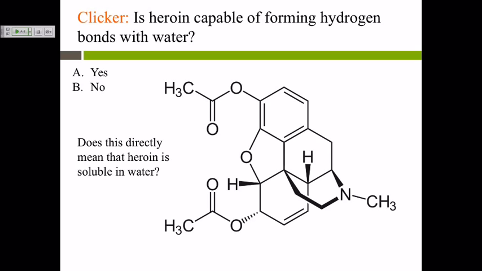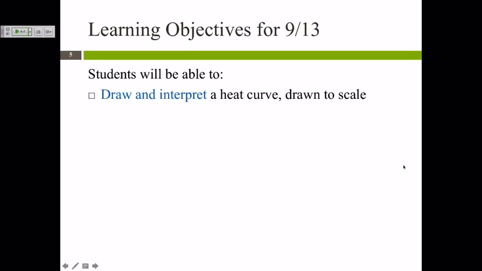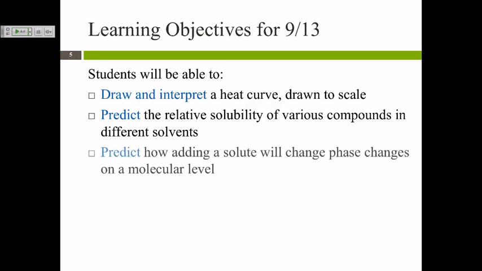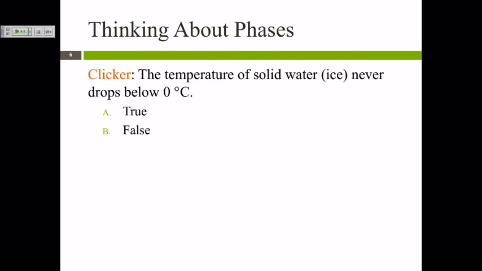That's a good question. Okay, as you guys have been working today, we're going to be working on a heat curve again, which is that activity that you looked at outside of class. I want you to be able to draw it, and the whole time think about the molecular level of things changing phases. What's happening at the molecular level? We've already talked a little bit about this: predict the relative solubility of various compounds in different solvents, and predict how adding something to that solution or solvent will change the interactions. Those are the short learning objectives for today. So let's do some simple questions that get us in the right frame of mind.